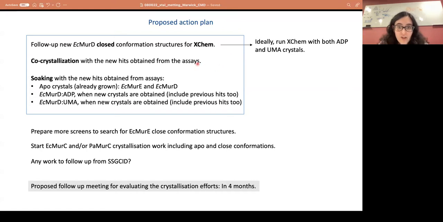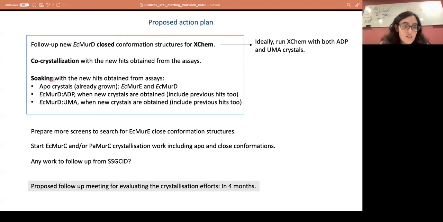Now, I also think we need to do some co-crystallization on the nice inhibitors that we are getting at the moment from the enamine. We need to try that, even though they are still micromolar binders. But I think we should go ahead and try some co-crystallization just to cover all the bases.